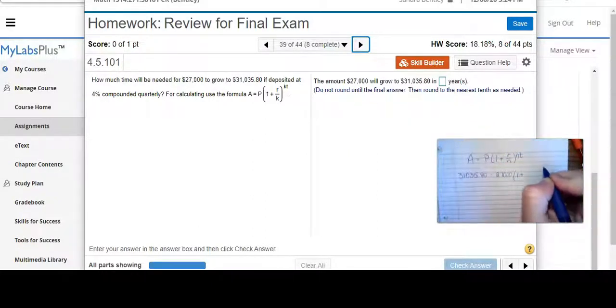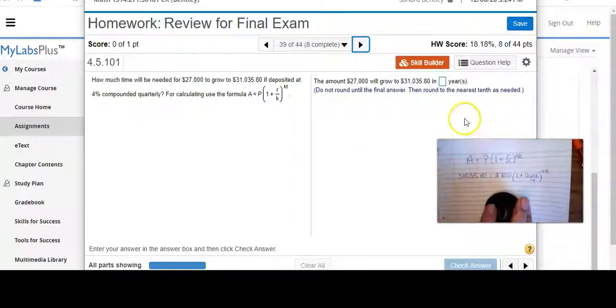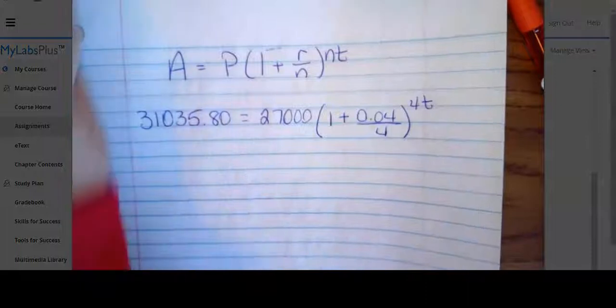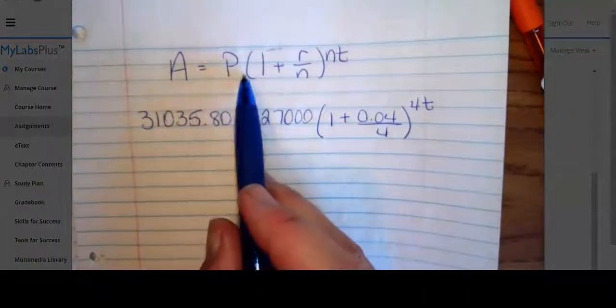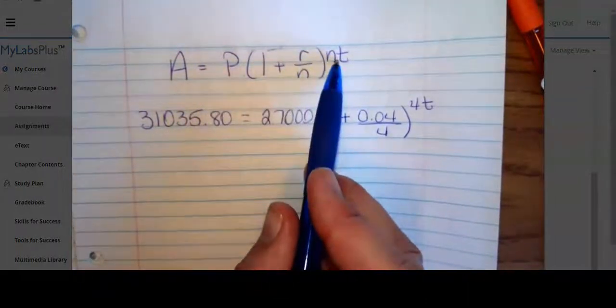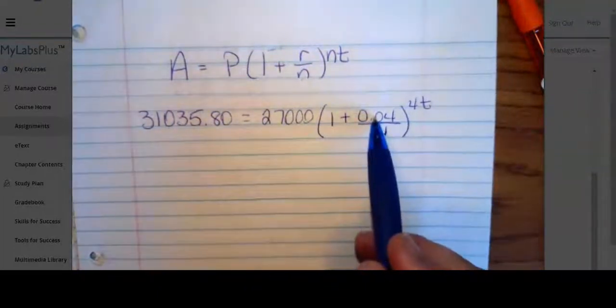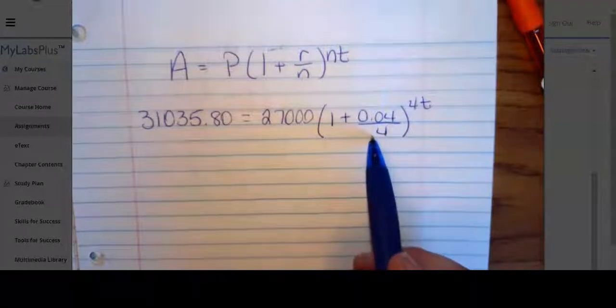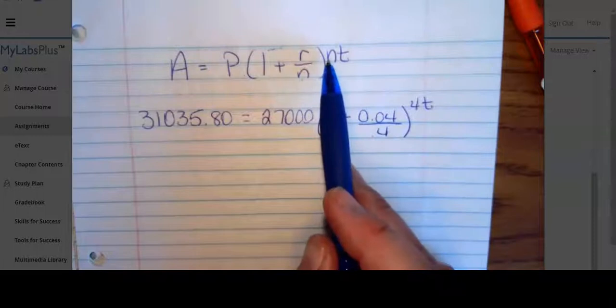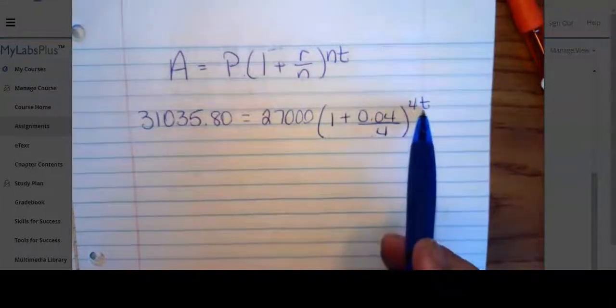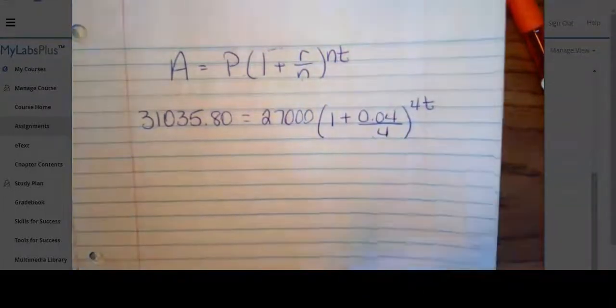1 plus my rate is 4%. Compounding quarterly is going to be raised to the nt. All right, so I have A equals P times 1 plus r over n raised to the nt. So I want to achieve this, I start with this. My rate is 0.04, and I'm compounding quarterly, which means 4 times per year. And then I know that n is 4, but I'm trying to solve for t.